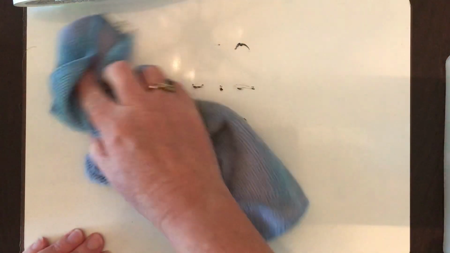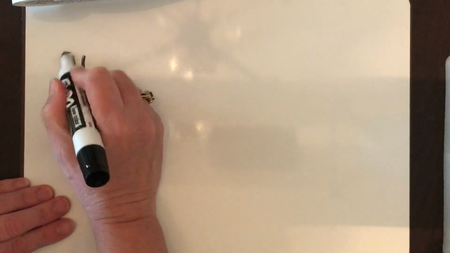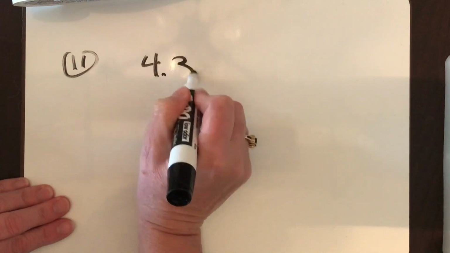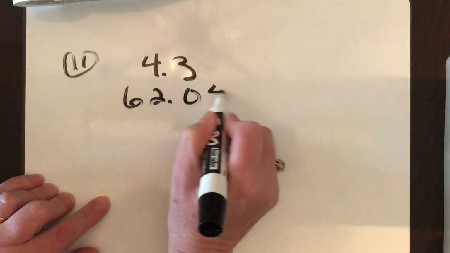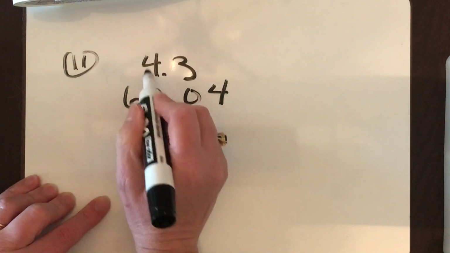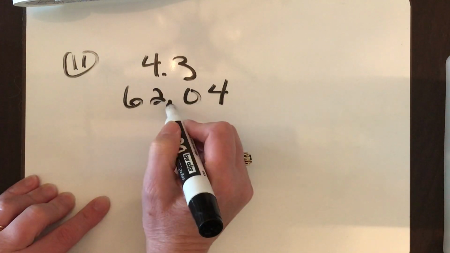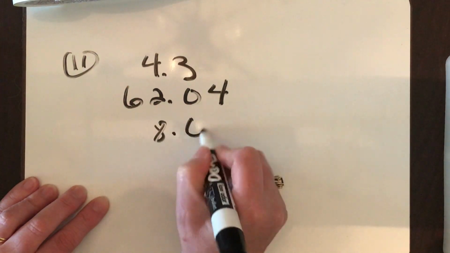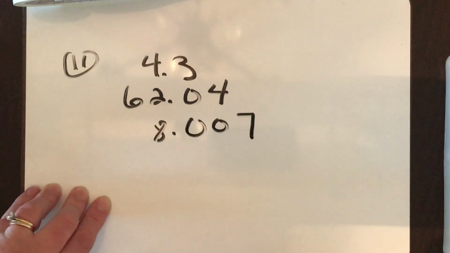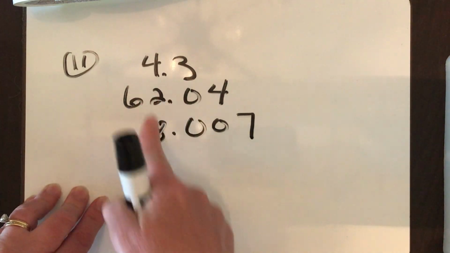Okay, now let's look down at number 11. There we have 3 addends. So I have 4 and 3/10, then I have 62 and 400ths. You see how I put my ones aligned, and then I put my decimal point, and then my third addend is 8 and 7 thousandths. Really important that you align all your places.